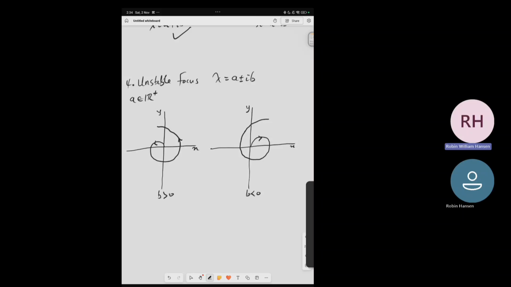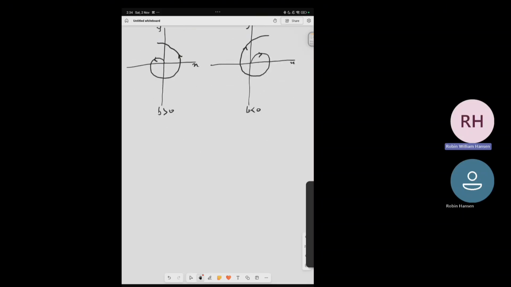We give it our direction. So these are the different types of phase portrait for stable node, unstable node, stable focus, unstable focus. Next, we will take a look at saddle.